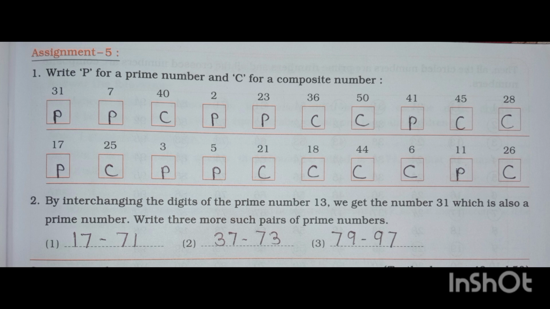Now second, by interchanging the digits of the prime number 13, we get the number 31, which is also a prime number. Write 3 more such pairs of prime numbers. So 17 and 71, 37 and 73, 79 and 97.